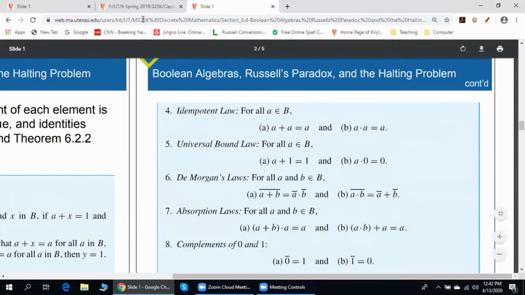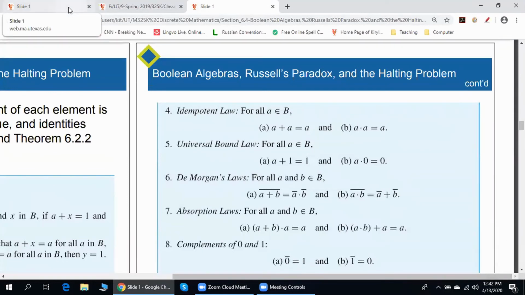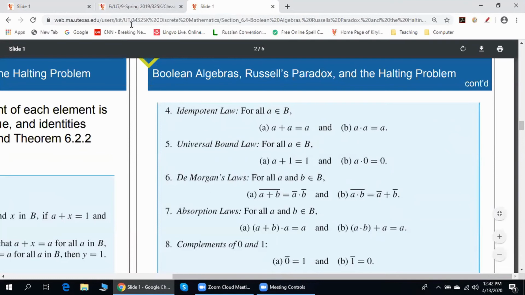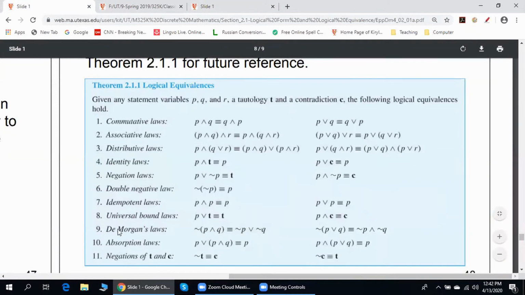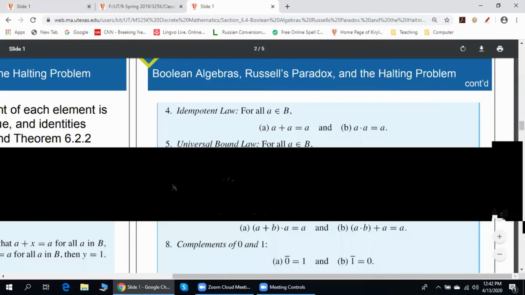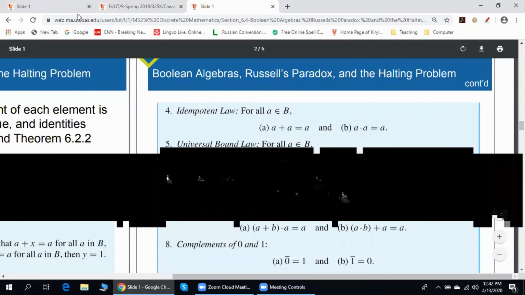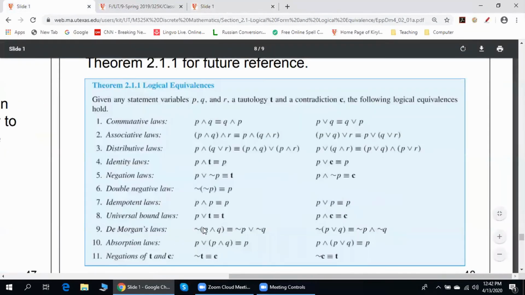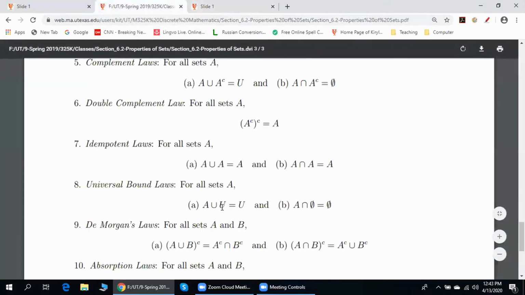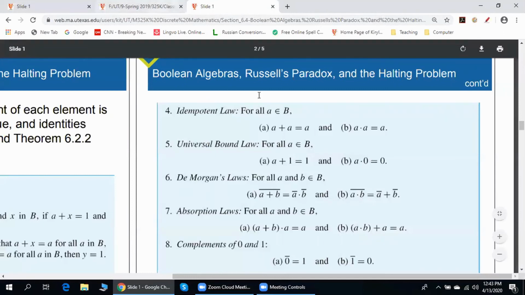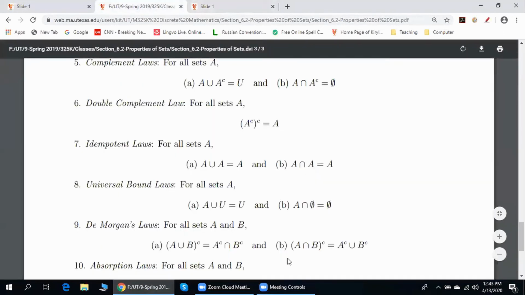In the language of logic, 6A corresponds to 9B, and 6B corresponds to 9A. If you compare this with set identities, 6A corresponds to 9A and 6B corresponds to 9B.